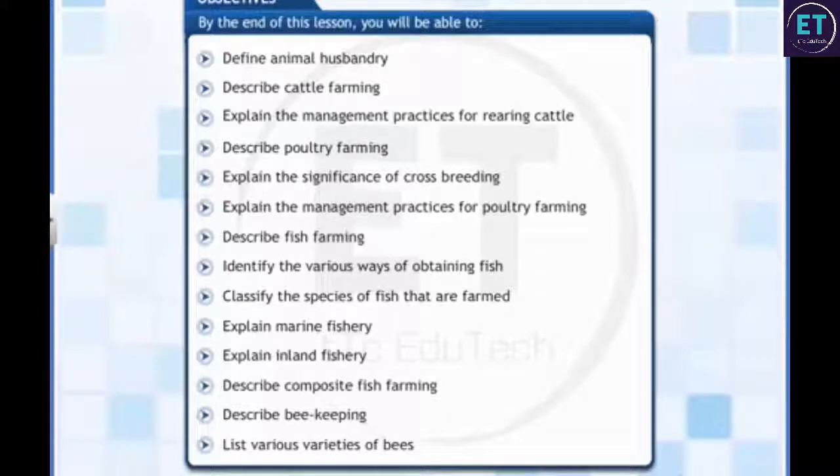By the end of this lesson, you will be able to define animal husbandry, describe cattle farming, explain the management practices for rearing cattle, describe poultry farming, explain the significance of crossbreeding, explain the management practices for poultry farming, describe fish farming, identify the various ways of obtaining fish, classify the species of fish that are farmed, explain marine fishery, explain inland fishery, describe composite fish farming, describe beekeeping and list various varieties of bees.